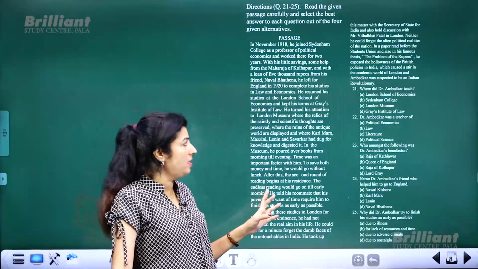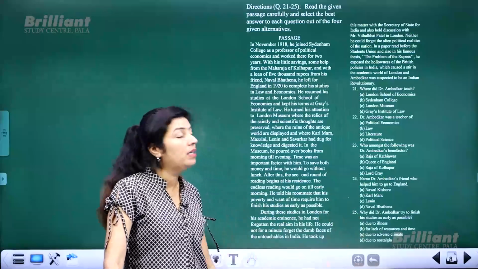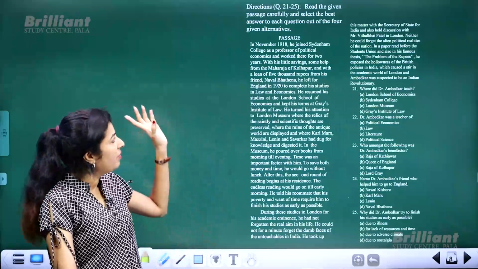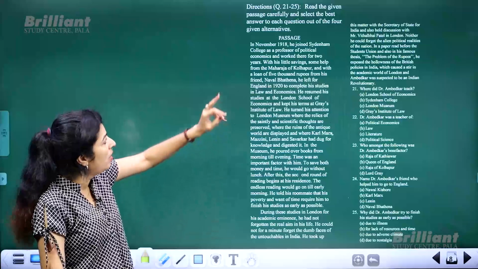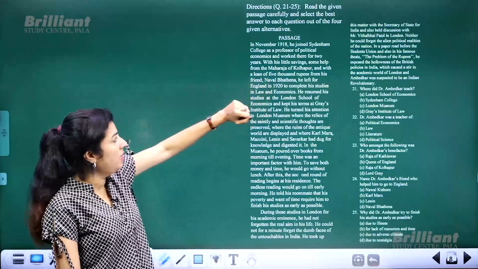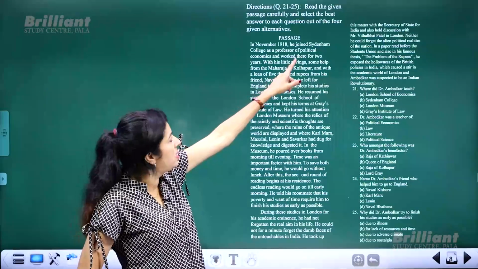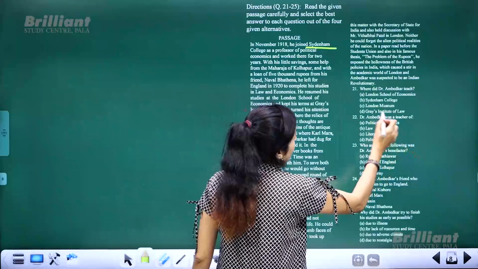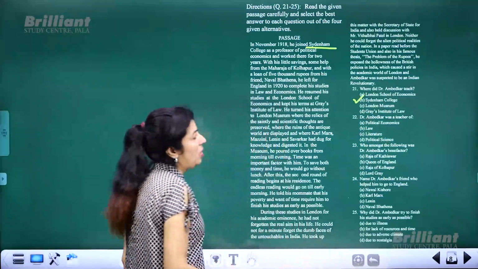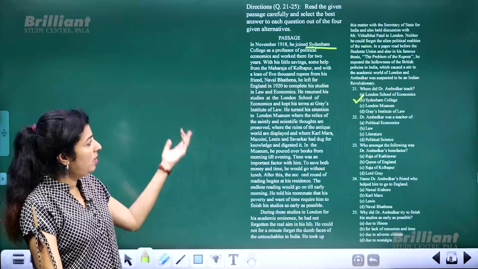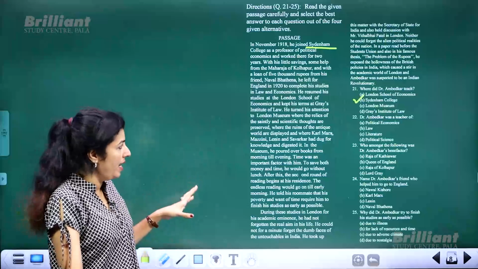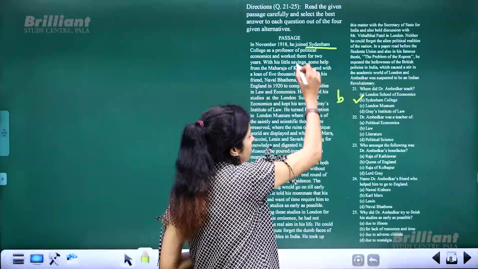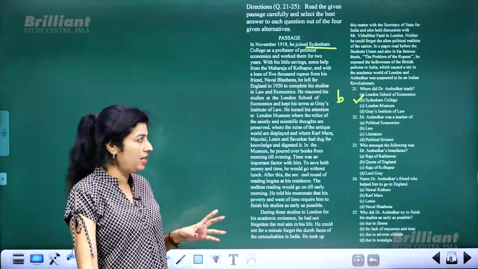So the first question is, where did Dr. Ambedkar teach? Where did he work as a professor? Can we read the first sentence so that you will get the answer also? In November 1918, Ambedkar joined Sydenham College as a professor. So where exactly did he join? Sydenham College. So he was a professor, or he taught, in Sydenham College, not anywhere else. Okay. Now the second question is, it's option number B. It's given on the top, and the very first line is the answer.